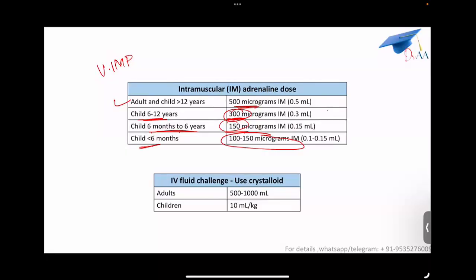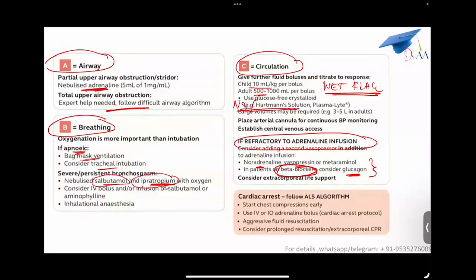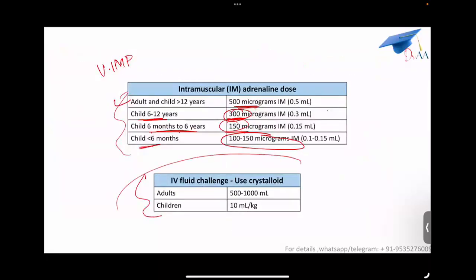So depending on the age, the dosing changes. Questions have appeared on different ages. What was the dose to be given? So it is important. IV fluids, I have already mentioned here, is the same thing. It's mentioned here again.